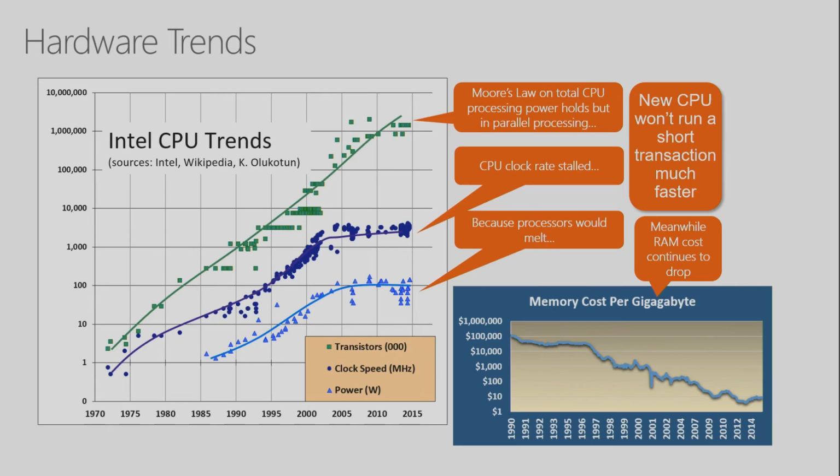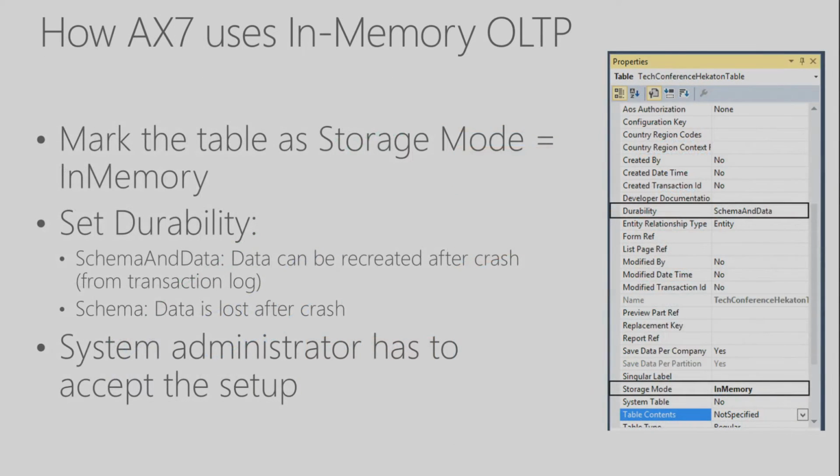Another feature AX is enabling is, have you heard of Hekaton? Essentially it's the in-memory OLTP database solution from SQL Server, and we basically support that. The hardware trend is that more and more memory can be used, so we said, okay, let's jump on that bandwagon. And then we allowed you to create, in the AOT, Hekaton tables.